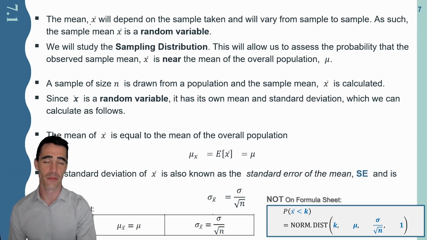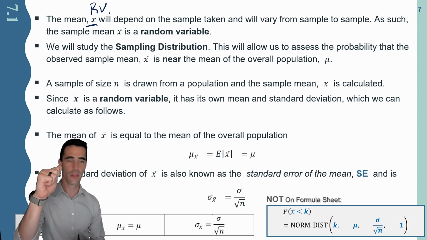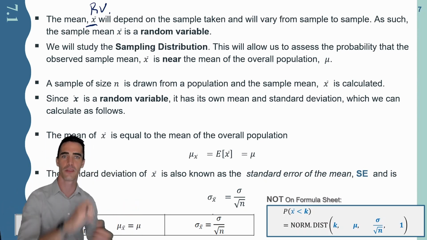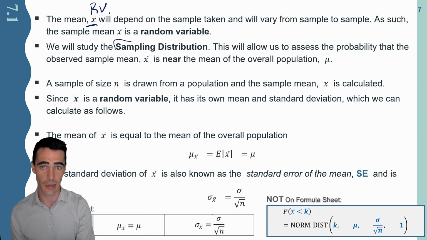As we've talked about, the mean is a random variable. It varies from sample to sample. You close your eyes, you pick one group. The next day you close your eyes, pick a different group. You're going to get a different mean. It is completely random. To that end, we're interested in this sampling distribution.